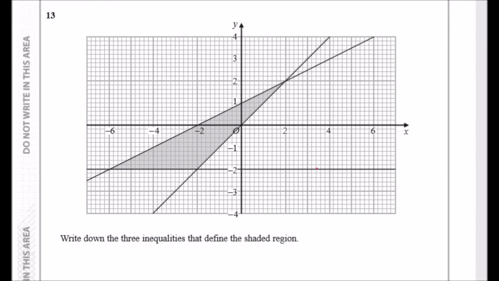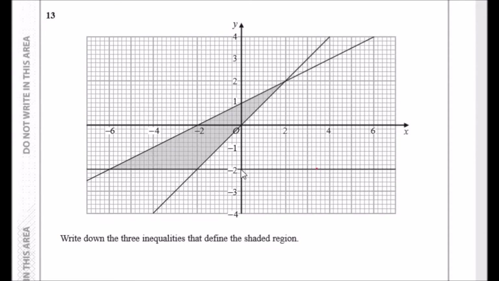Okay, question 13. Ooh. So write down 3 inequalities that define the shaded region. Okay, so graphing. So what this means is that before we even think about inequalities, we need to figure out what these line equations even are, because they give you nothing, unfortunately. Now looking at the easiest line, which is this dark line here at -2.